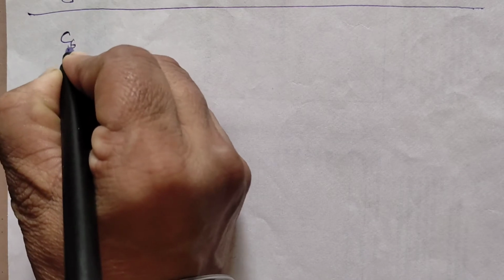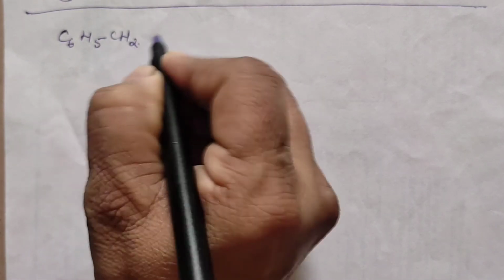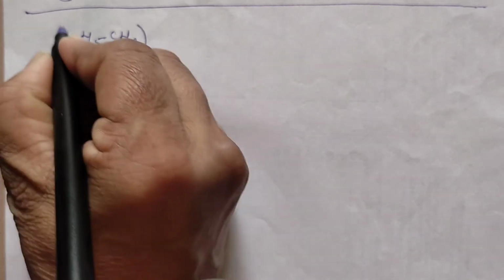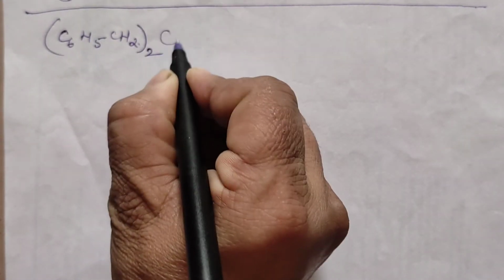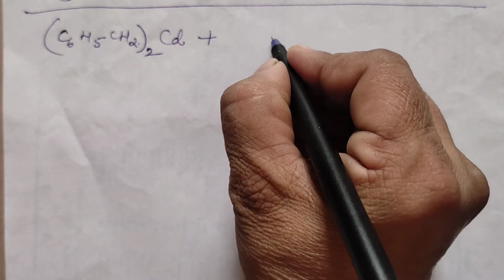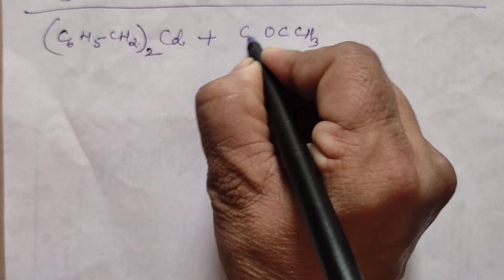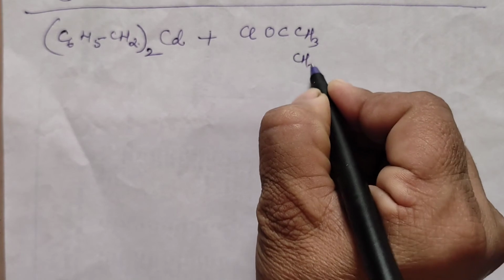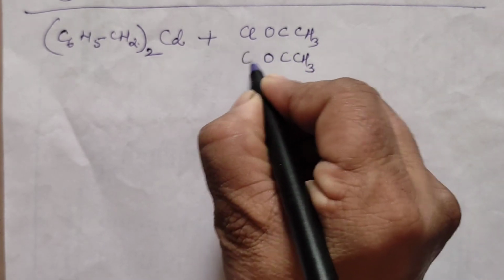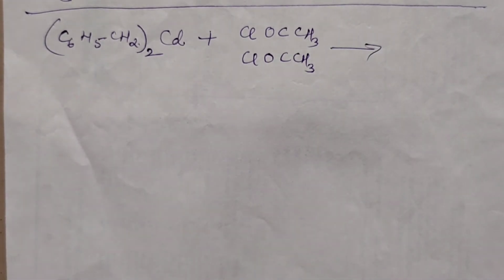Fine till here. Now let us take some example. Suppose I am taking C6H5CH2, this is di part, and this is cadmium, and I am treating this with CH3COCl. I am writing this part reversed, CH3COCl. I have to write down acyl chlorides twice, as I told you previously. So tell me what will be the product. You can pause and write down the product and check on your own first.